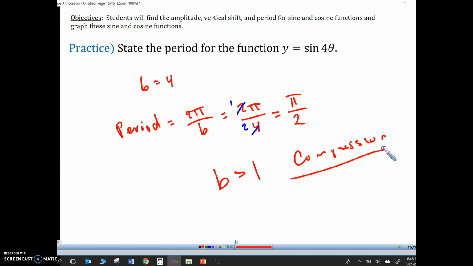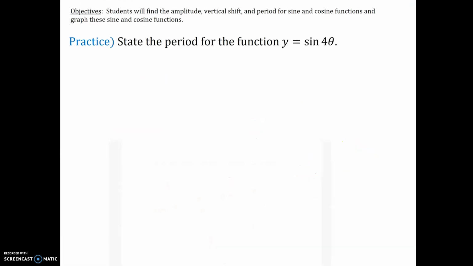I'm not really interested in you knowing if it's going to be stretch or compression. I just want you to be able to calculate the period. So here is a second practice problem. Please pause the video, try this one on your own.